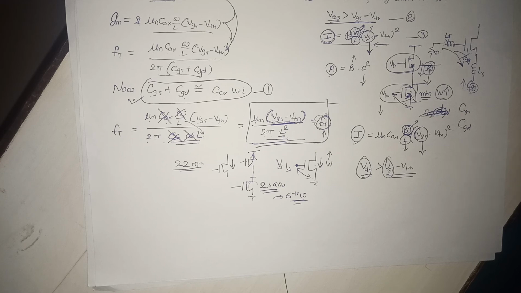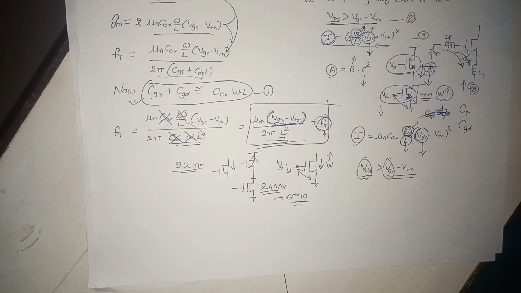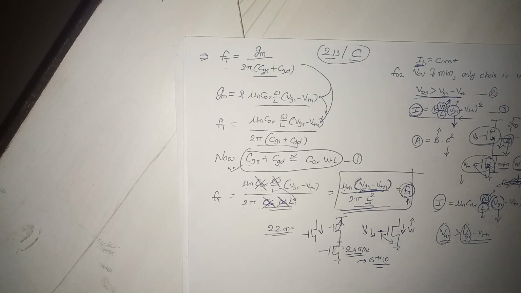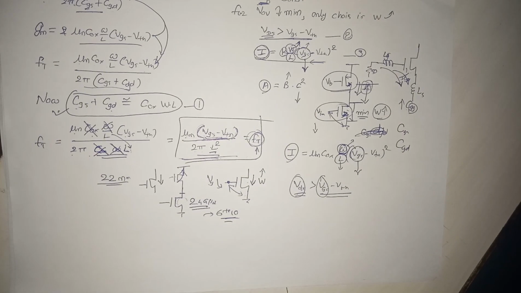So this exercise is not just for the sake of doing. You need to understand why this FT is important, why the term VGS minus VTH in this equation is important, and why capacitances, GM and all are important. All right, thanks.